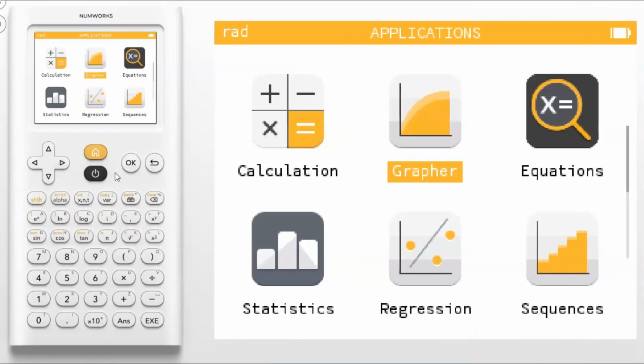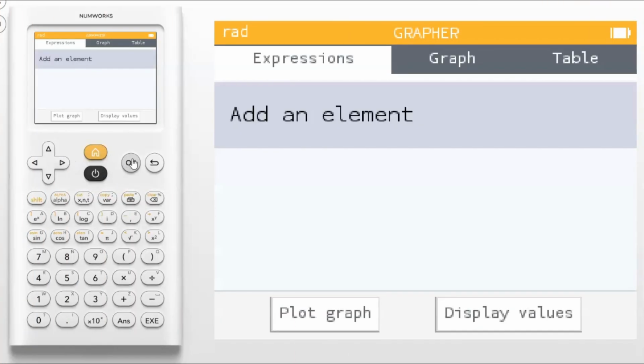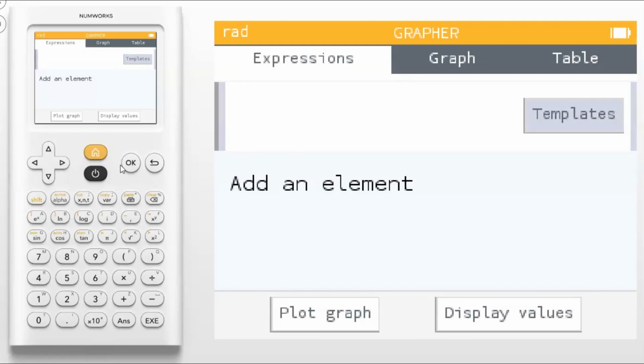So let's show you some of the cool features of this Grapher app that I think you're going to fall in love with and realize that you need this calculator. When we click on the Grapher app, the first thing it's going to do is ask us to add an element. I want to add a function that represents a real world problem, because if you're working in pre-calc or algebra 2, this is going to be very common. So let's talk about an object that is thrown through the air, and we're looking at the height of that object after a certain amount of seconds. Let's click OK here, and then we're going to add a template.